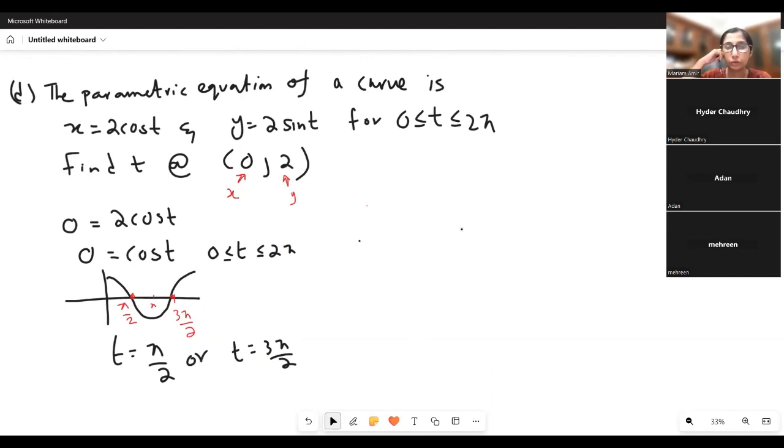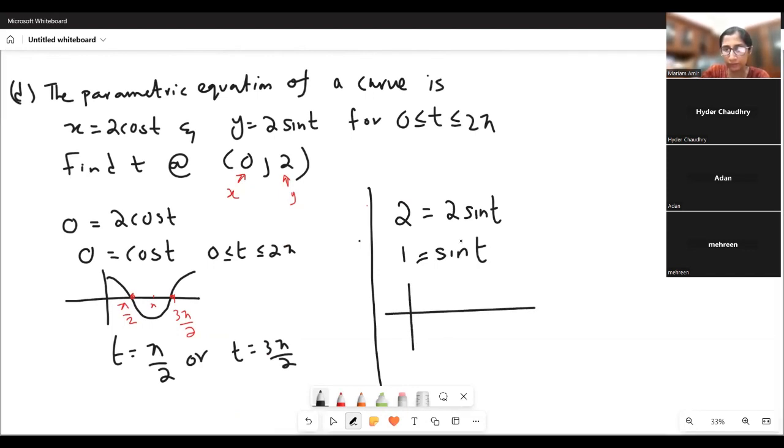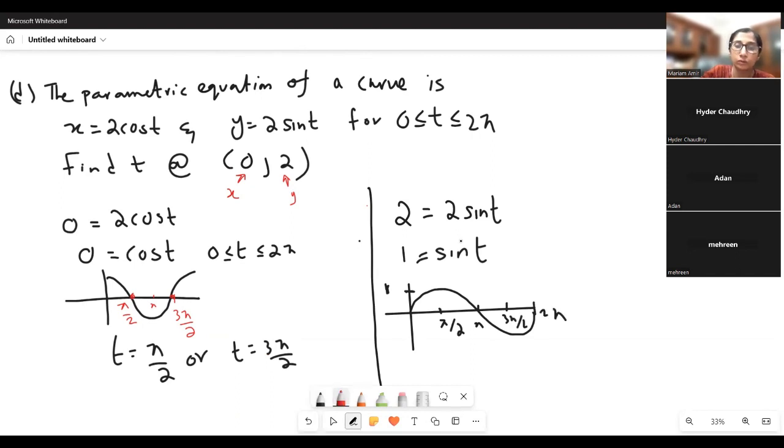And now we have to use 2 for y. So that's going to be 2 equals 2 sin t. That means 1 equals sin t. This also I can tell graphically. Sine's graph looks like this. So it's 1 at only one point, which is pi by 2. And that's pi, that's 3 pi by 2, and that's 2 pi. So sin t is 1 only at t equals pi by 2.